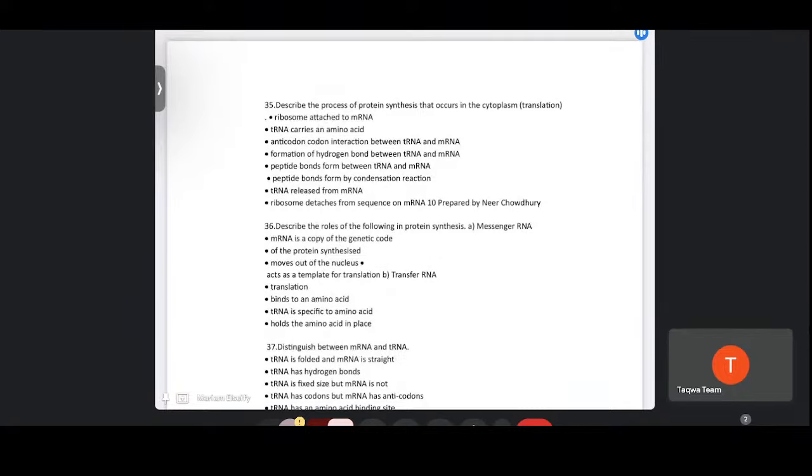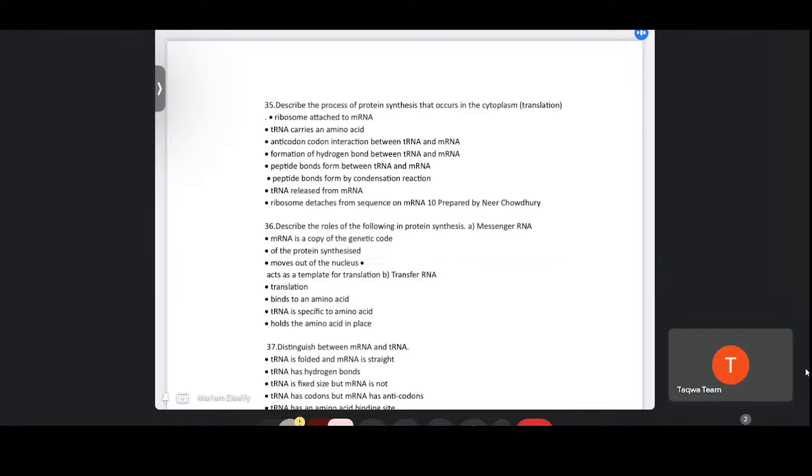Okay? So I want you to know also how to describe the process of protein synthesis that occurs in the cytoplasm. This is basically translation. It might come by this name or as describe the translation. You need to know that the ribosome attaches to mRNA, the tRNA carries an amino acid, anticodon-codon interaction between tRNA and mRNA, formation of hydrogen bonds between tRNA and mRNA, peptide bonds formed by condensation reaction, tRNA released from mRNA, ribosome detached from sequence on mRNA.